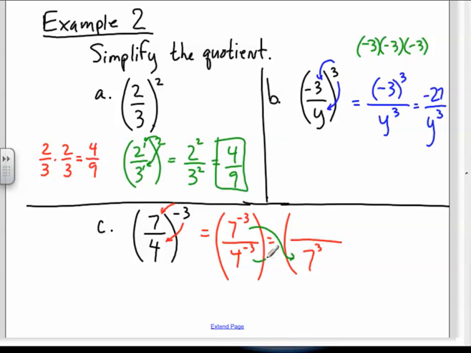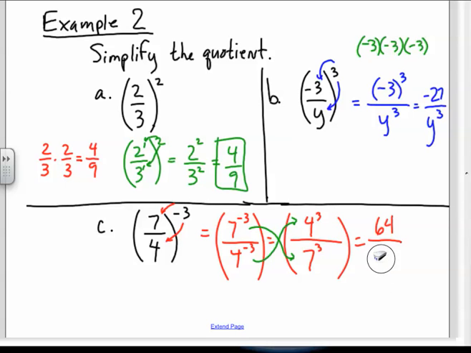Now the 4 is also on the wrong side. I need to move it to the top. And I'm going to get 4 cubed. Okay, now we're getting closer. All I need to do is just simplify it. 4 cubed is 64. And 7 cubed is 343.